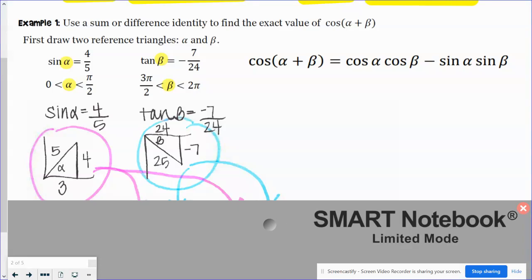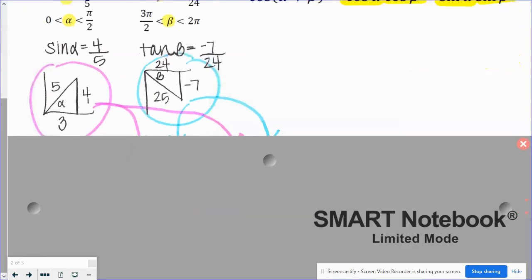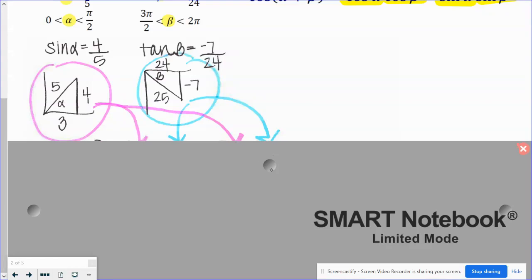I drew alpha in quadrant 1 and found the third side using the Pythagorean theorem. Beta was drawn in quadrant 4. Since tangent is opposite over adjacent, I labeled the sides accordingly, and then I used the Pythagorean theorem. So now I just need to find cosine alpha, cosine beta, sine alpha, sine beta. I just need to find those four ratios using my two reference triangles and plug them into the formula.